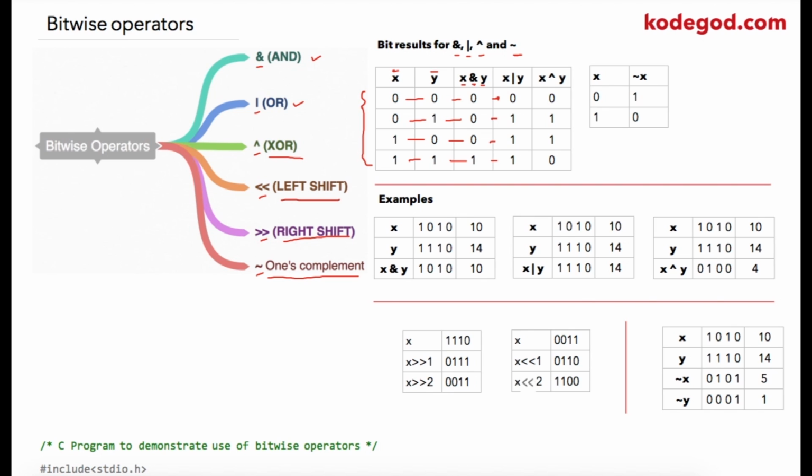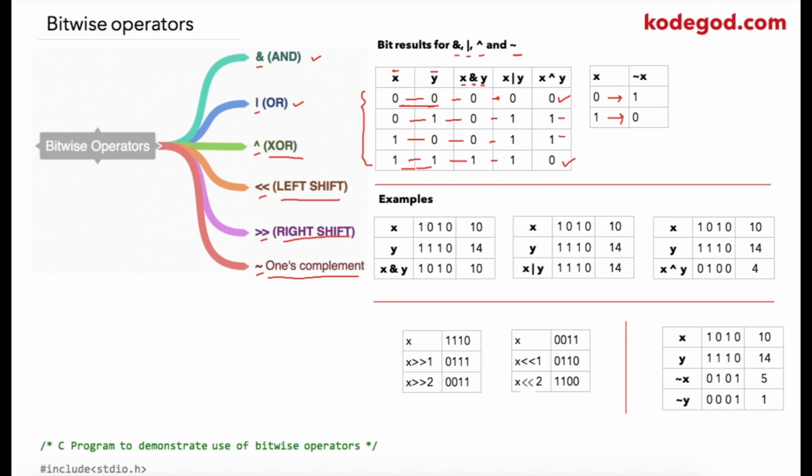And in case of XOR operator, if both the bits are the same, like 0 0 or 1 1, then we get 0, else we get 1. And in case of 1's complement, the number is converted into its opposite. That is, if we have 0 as the bit value, then it will be converted to 1. Similarly, if we have 1 as bit value, then it will be converted to 0. Let us take few examples.